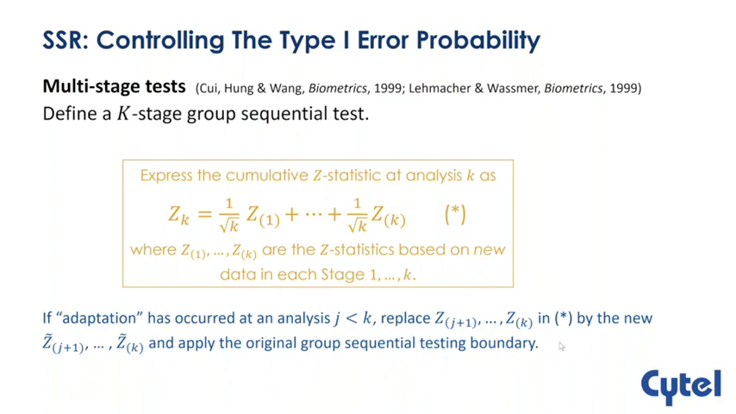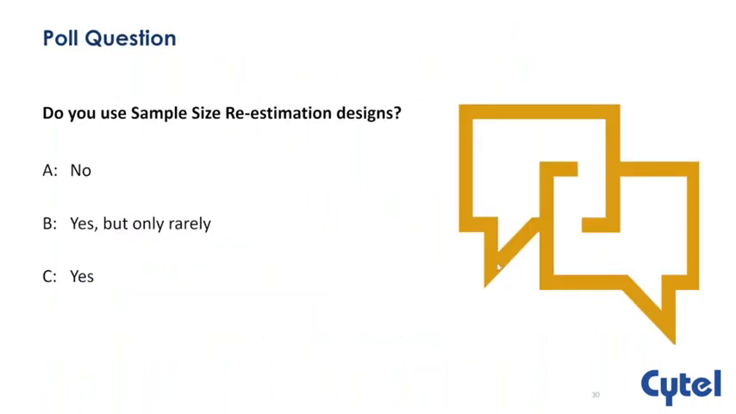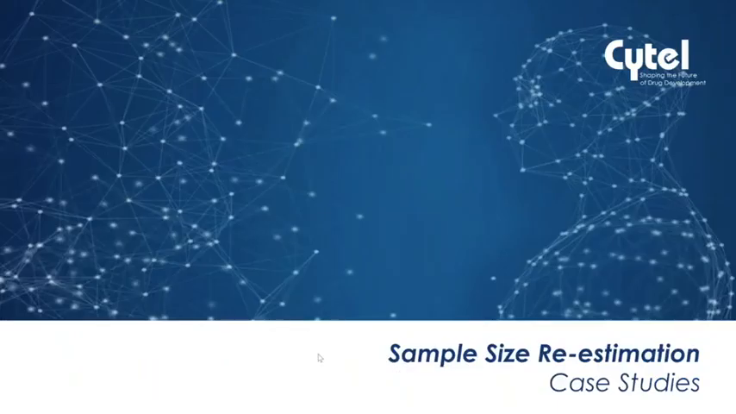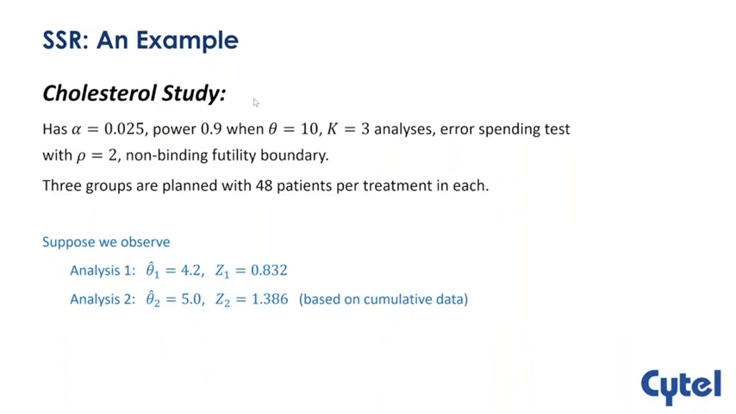So it may take a little more time to consider just why it works, but this is what underlies the approach. We can go straight to an implementation of this approach in our example of the cholesterol study. Imagine that we've gone through the process as seen before, and we've got to this point of analysis 2 where we're continuing and things are not looking particularly promising. And so the question is, can we improve power now by increasing that group size in stage 3?